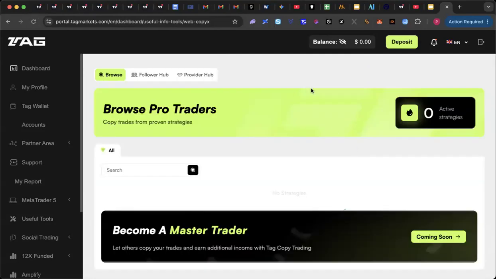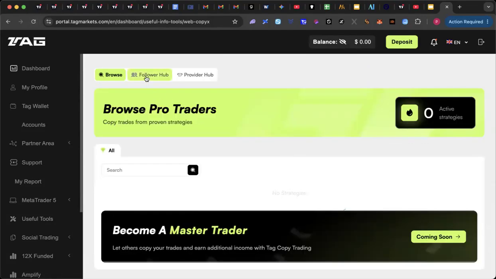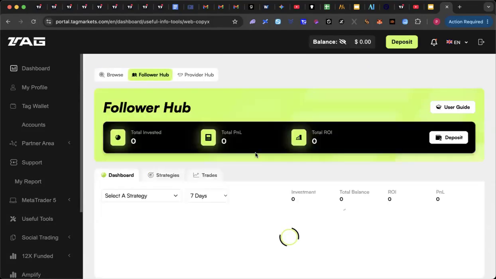All right. So you can see now it's showing zero strategies, meaning that there's still congestion. So if we are trying that, just continue to try it until it shows up for you. If I click on follower hub now, you will see 00.